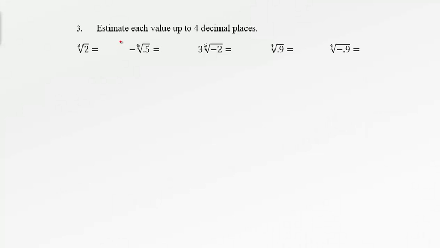In the next practice problem, we are asked to estimate each value up to 4 decimal places. So this time we are using a calculator, because those radicands are not perfect powers of easy numbers. Not every radical can be done by hand. In this case, we need to use a calculator, and that's why the word estimate is used in the question.